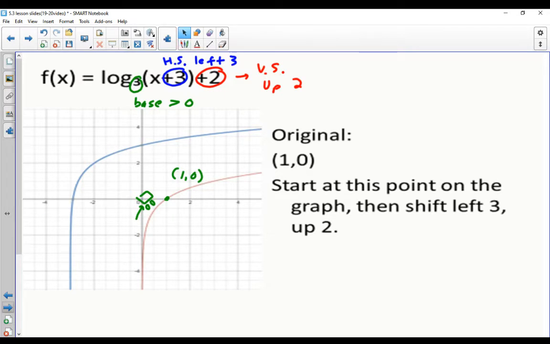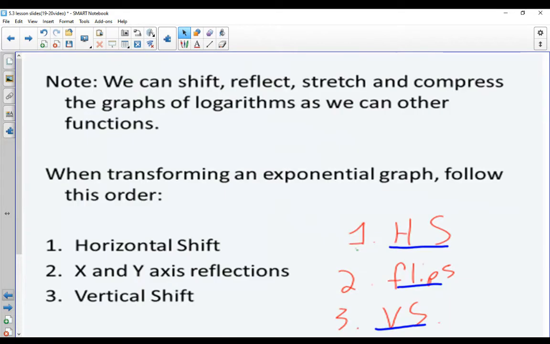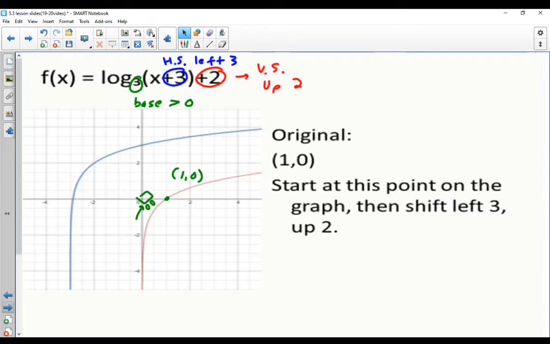But remember, just like the previous slide said, horizontal shifts go first, vertical shifts go second. So let's do the horizontal shift first and go left 3. So take the point (1, 0), move it 3 spots. 1, 2, 3. Okay, so temporarily we would be right there.